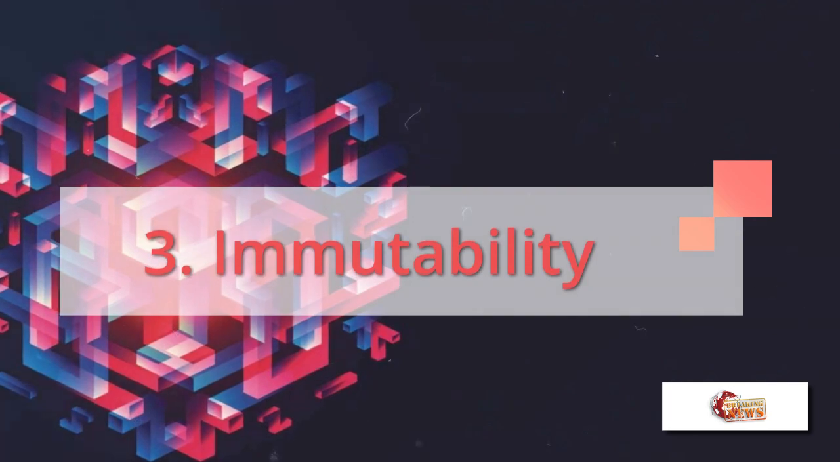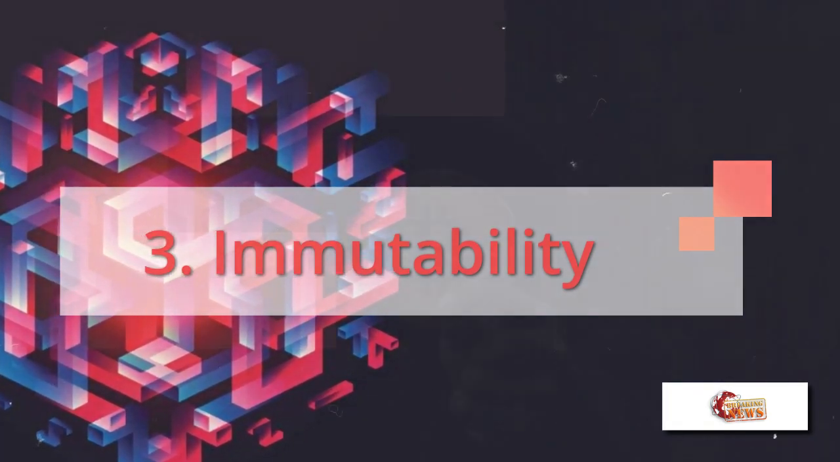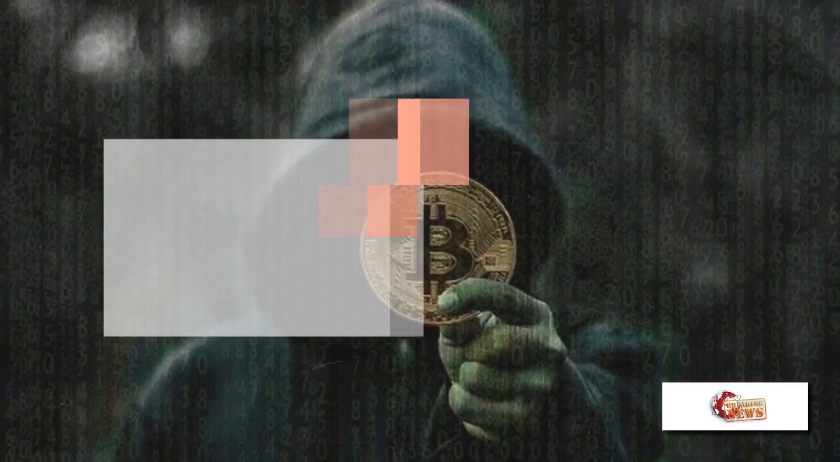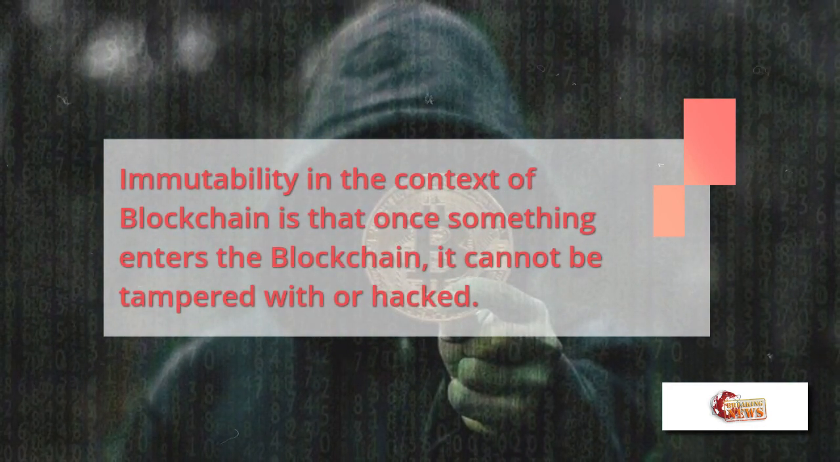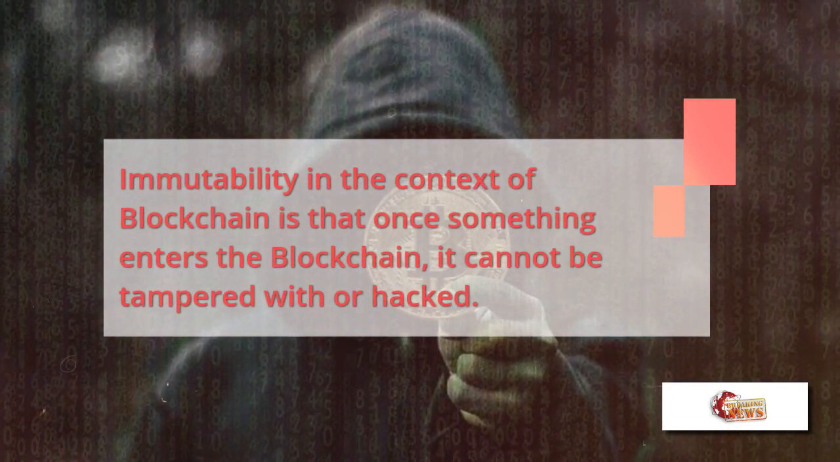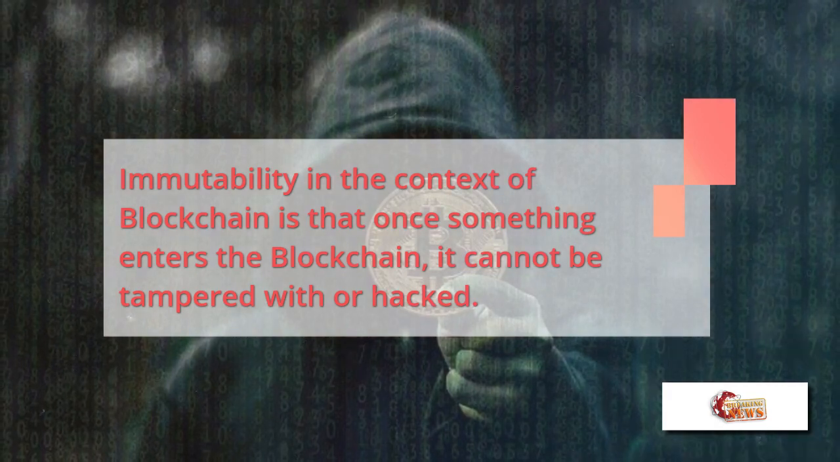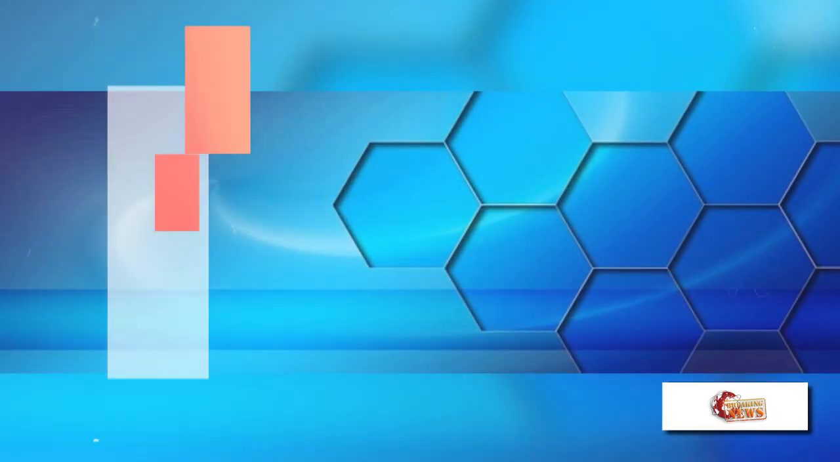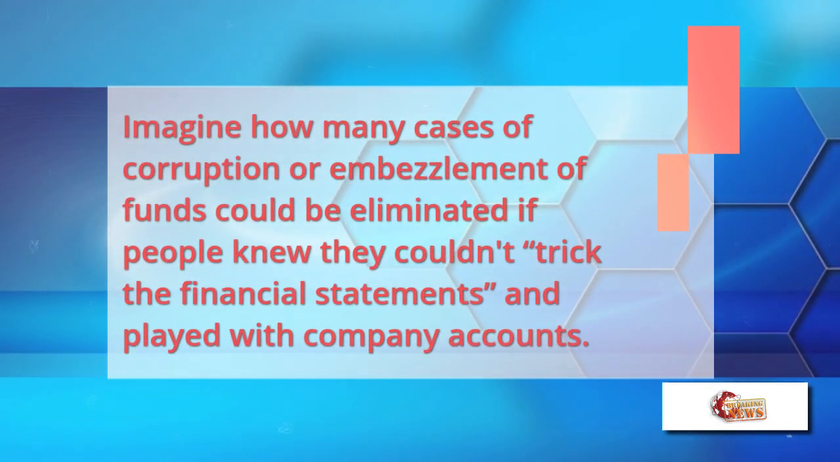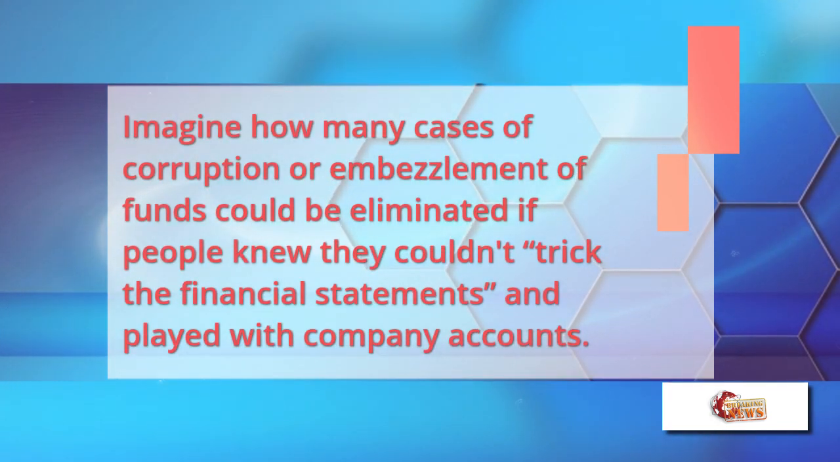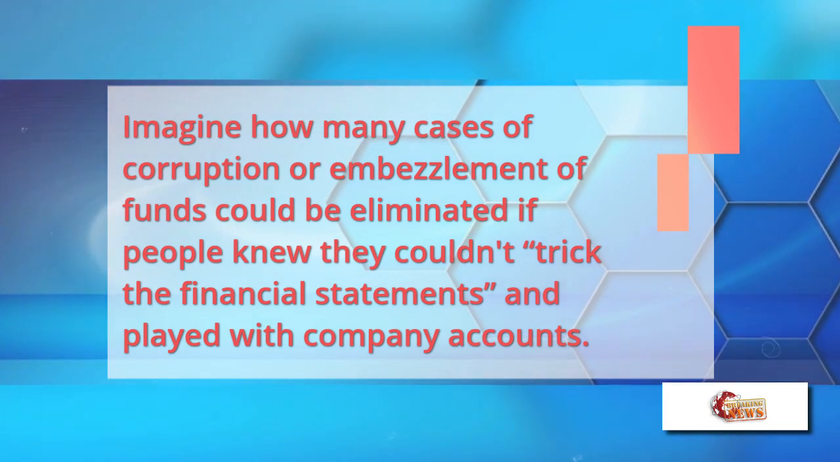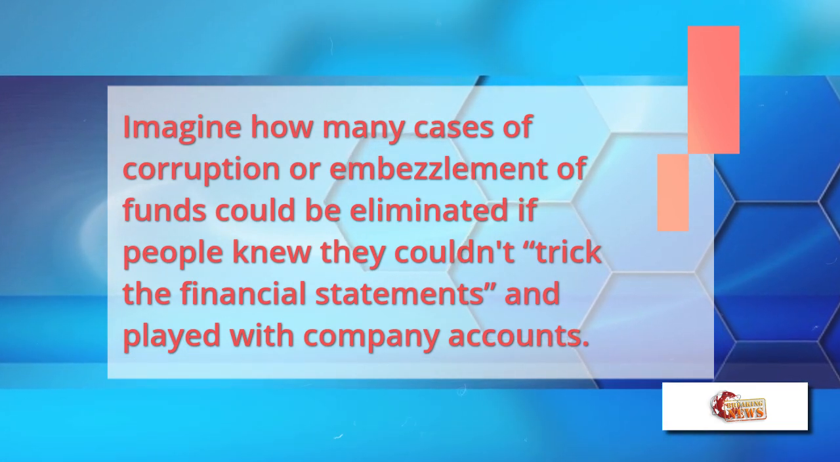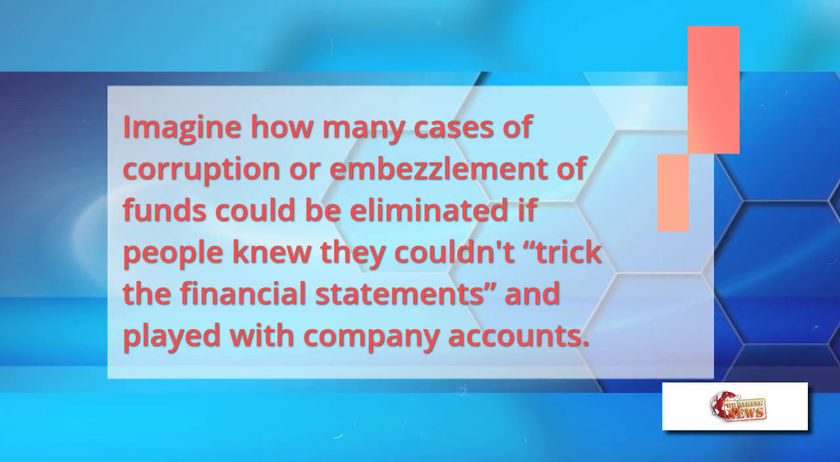3. Immutability. Immutability, in the context of blockchain, is that once something enters the blockchain, it cannot be tampered with or hacked. Imagine how many cases of corruption or embezzlement of funds could be eliminated if people knew they couldn't trick the financial statements and play with company accounts.